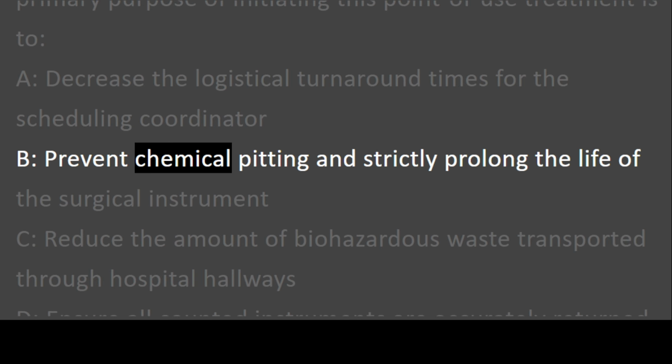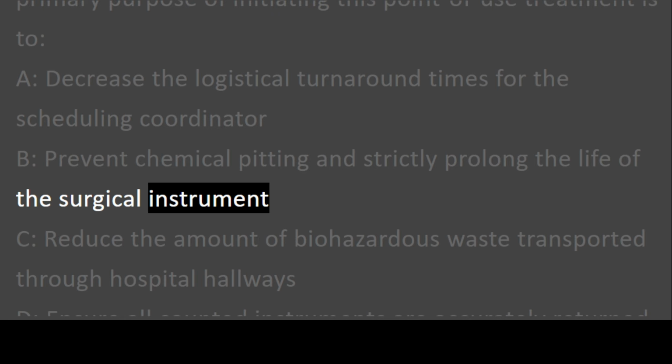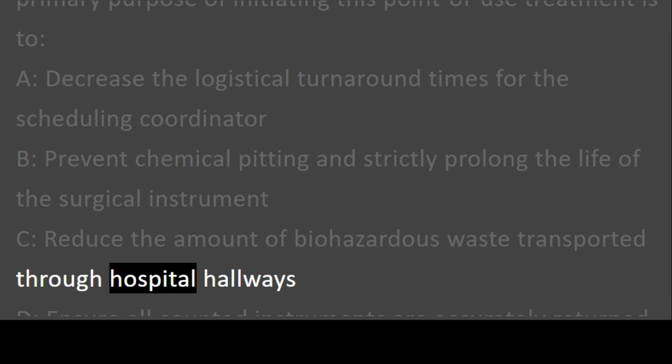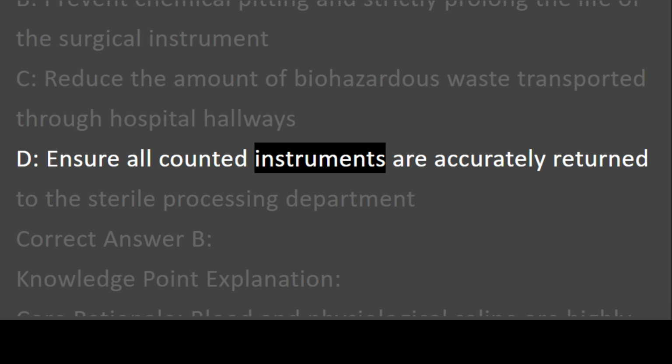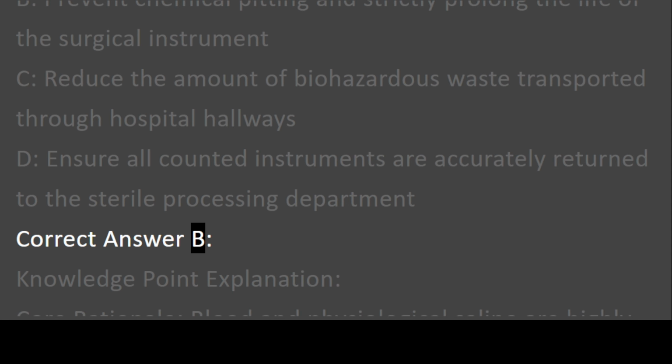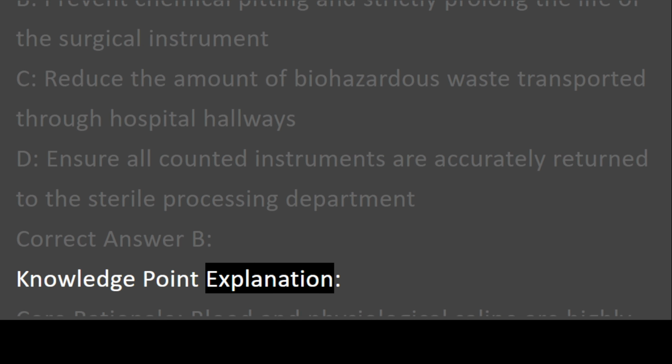B. Prevent chemical pitting and strictly prolong the life of the surgical instrument. C. Reduce the amount of biohazardous waste transported through hospital hallways. D. Ensure all counted instruments are accurately returned to the sterile processing department. Correct answer B. Knowledge point explanation.